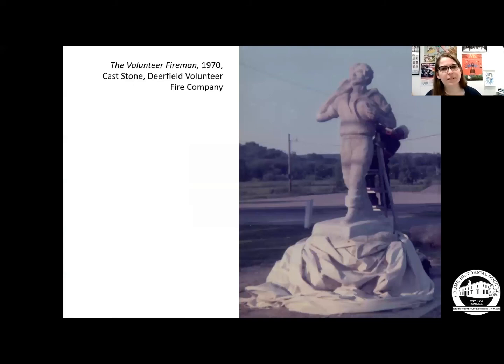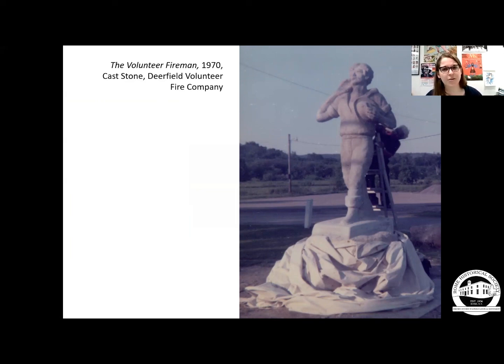Another community piece that DiSpirito worked on is the Volunteer Fireman. This is for the Deerfield Fire Company. They wanted him to work on a commission to create a piece for in front of their firehouse. And he decided to work as a volunteer sculptor since they were volunteer firemen. So this was one of his contributions to the community, completed in 1970.